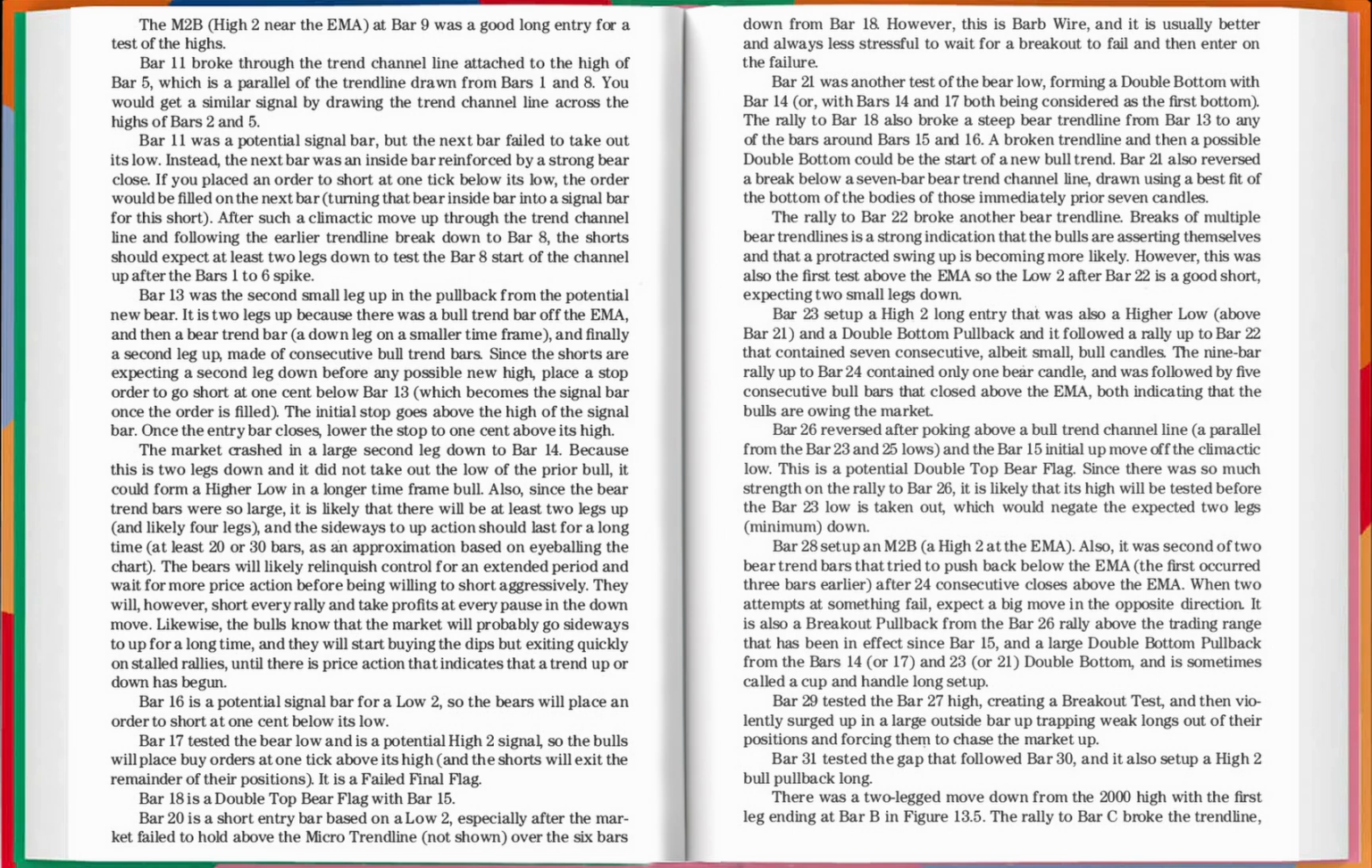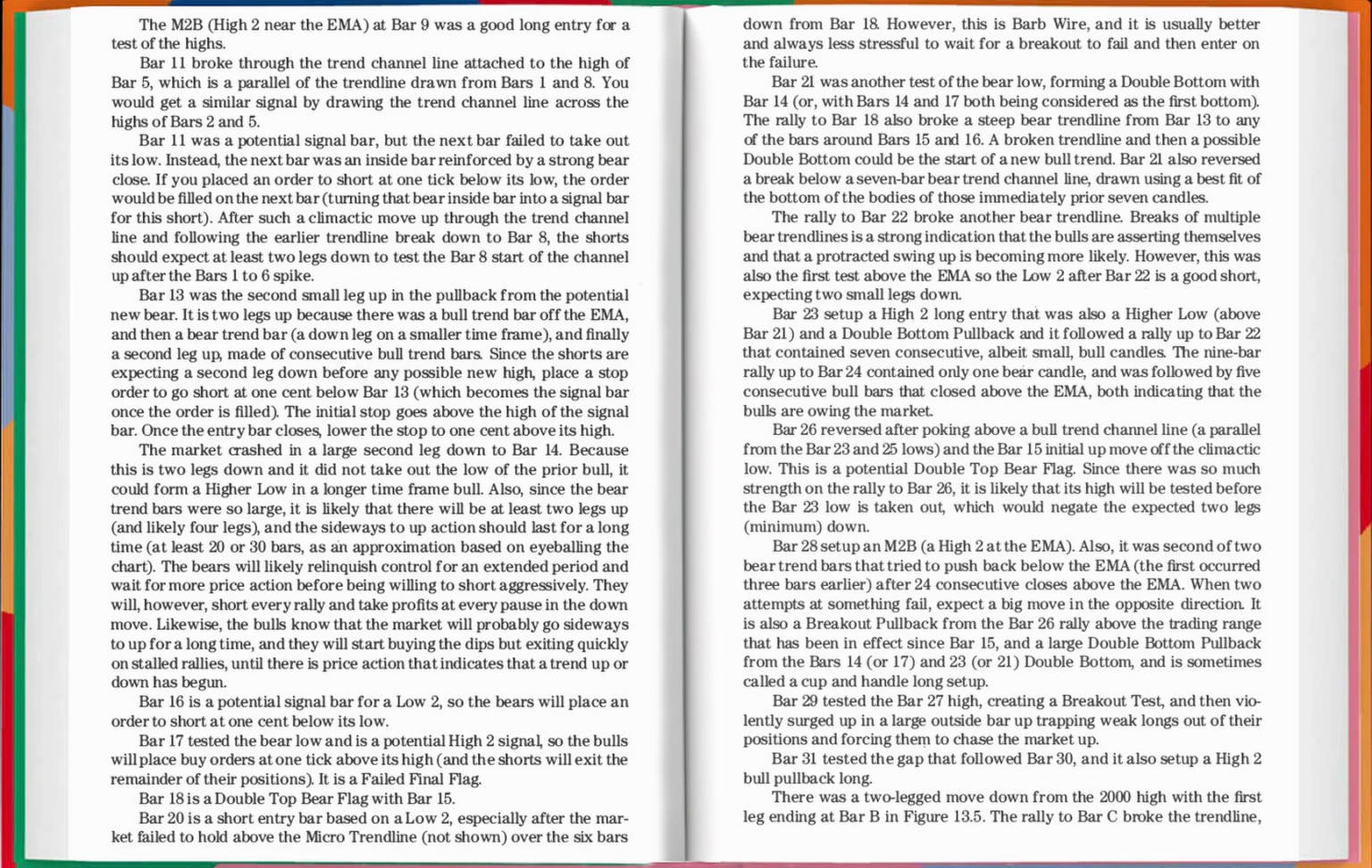Bar 21 was another test of the bear low, forming a double bottom with bar 14, or with bars 14 and 17 both being considered as the first bottom. Rally to bar 18 also broke a steep bear trend line from bar 13 to any of the bars around bars 15 and 16. A broken trend line, and then a possible double bottom, could be the start of a new bull trend. Bar 21 also reversed a break below a 7-bar bear trend channel line, drawn using a best fit of the bottom of the bodies of those immediately prior 7 candles.